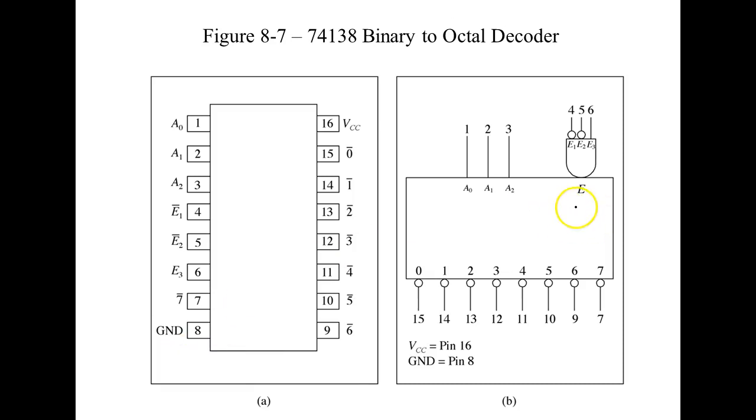So it says to enable this thing, what does it say I need? It says pin 6 needs to be high. Pin 4 and 5 need to be low. Once we've got that situation, then this guy will decode. If any one of these is in the wrong state, then the outputs are going to do something depending on what the logic says.